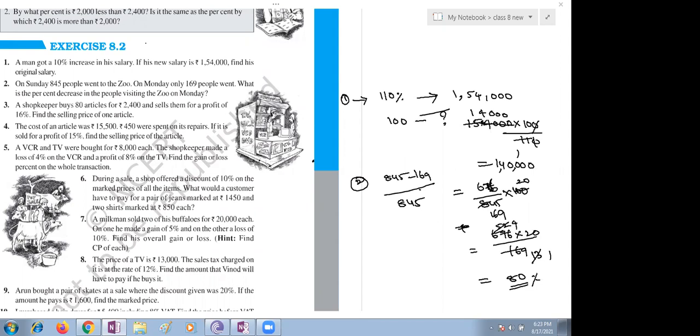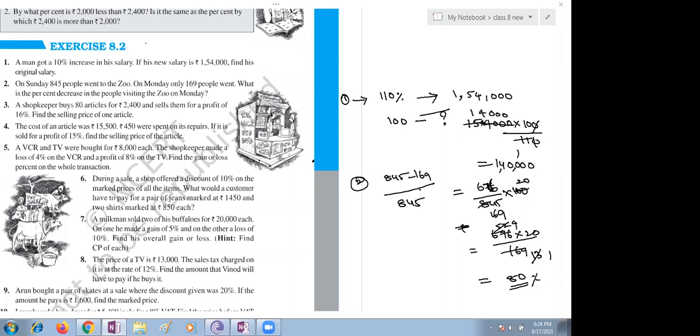And we can do it like 16 into 30 by 100, which is 4.8, and 30 plus 4.80 is 34.80, ma'am. I got 34.8, ma'am. Correct. Coming to the next question.